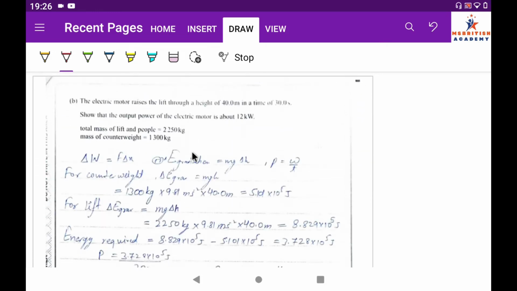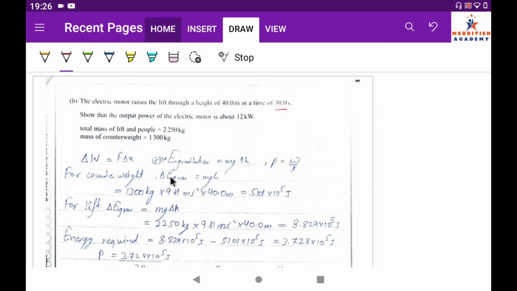Question number B. The electric motor raises the lift through a height of 40 meters in a time of 30 seconds. Show that the output of the electric motor is about 12 kW. The total mass of lift and people is about 2250 kg, and the mass of the counterweight is 1300 kg. As we understand, the work done is equal to force times displacement. Gravitational energy is mgh, and power is work done divided by time.